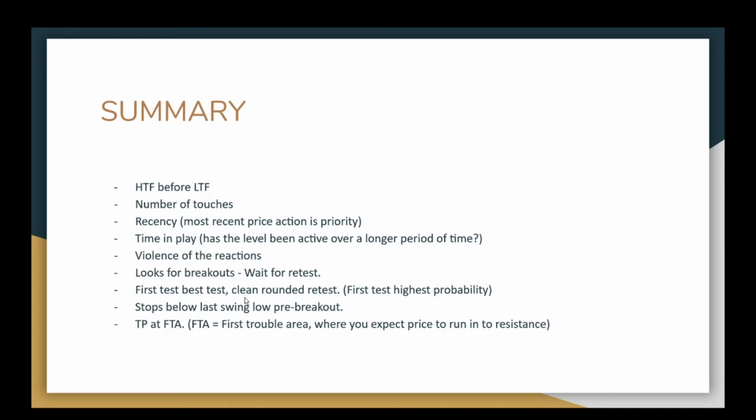And what I look for is a clean rounded retest, and I will explain to you what that is with details and with examples. With a setup like that, when you buy the first rounded retest, you put your stops below the last swing low pre-breakout, and your take profit area is going to be at the first trouble area, the FTA, and the first trouble area is the next resistance above. That's the first area where you expect price to run into resistance. Alright, so now that we covered the intro, I will go over the actual chart for you.